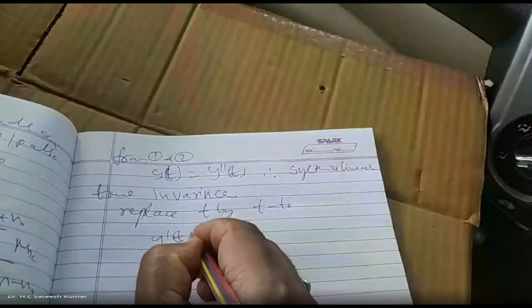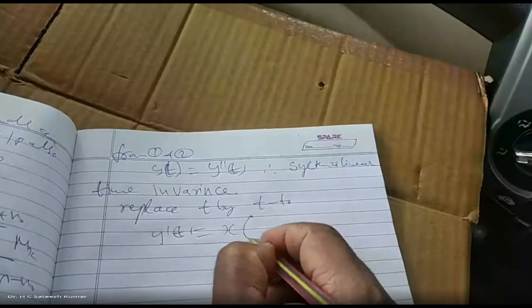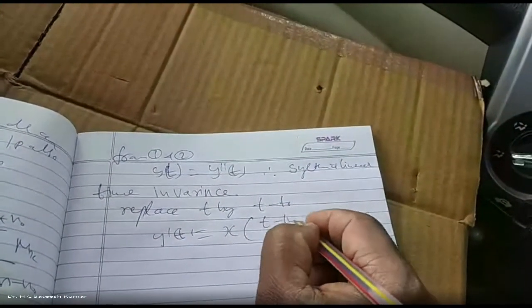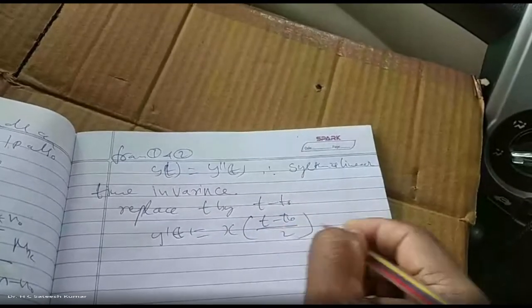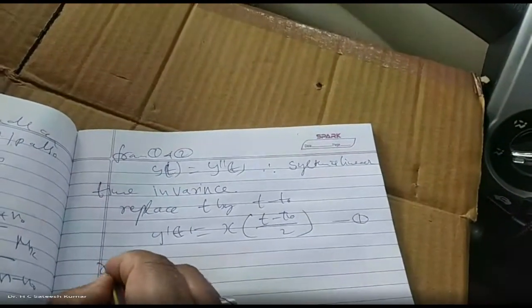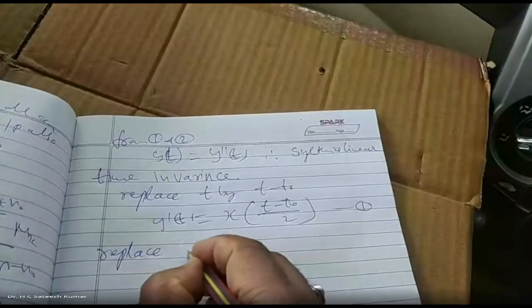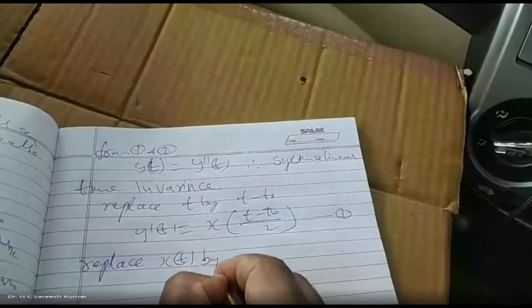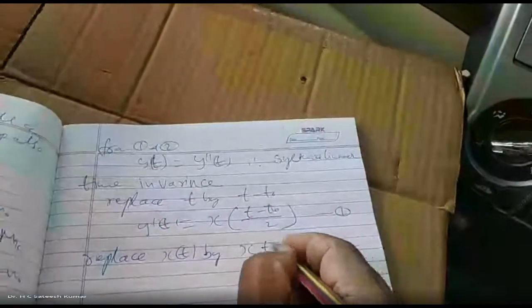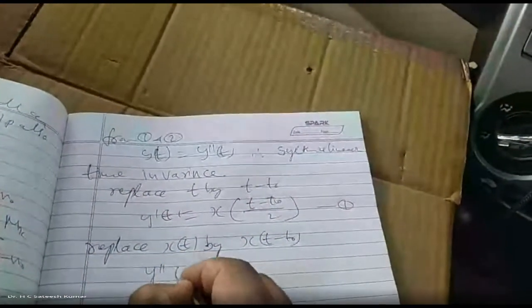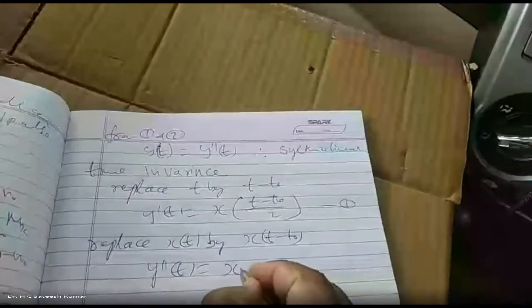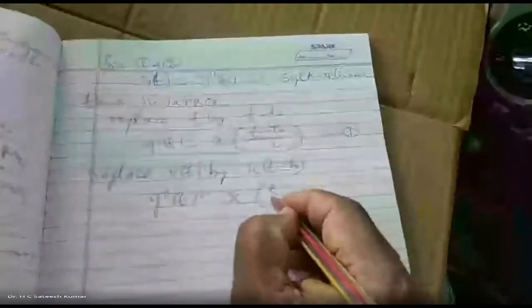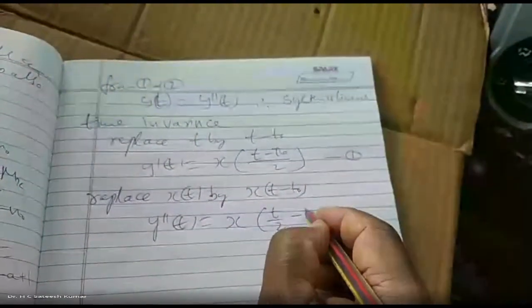y'(t) is equal to what? x of, in place of t, you put (t minus t naught) divided by 2. Call this equation number 1. Now replace x(t) by x(t minus t naught). y''(t) is equal to what? x(t/2), so what is that value? t/2 minus t naught.